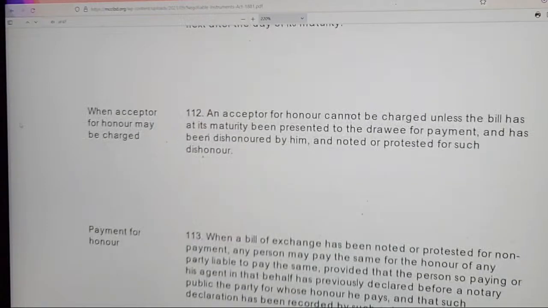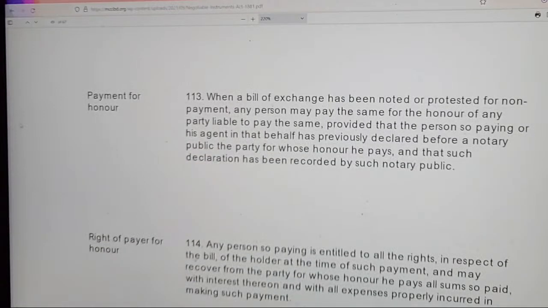When acceptor for honor may be charged. 112. An acceptor for honor cannot be charged unless the bill has at its maturity been presented to the drawee for payment and has been dishonored by him and noted or protested for such dishonor. Payment for honor. 113. When a bill of exchange has been noted or protested for non-payment, any person may pay the same for the honor of any party liable to pay the same, provided that the person so paying or his agent in that behalf has previously declared before a notary public that the party for whose honor he pays, and that such declaration has been recorded by such notary public.